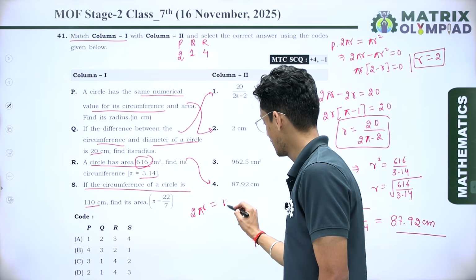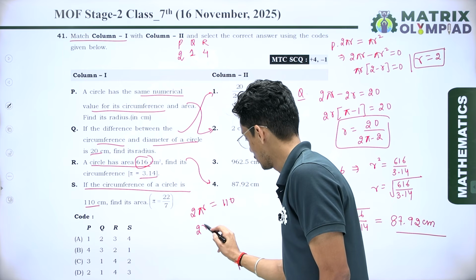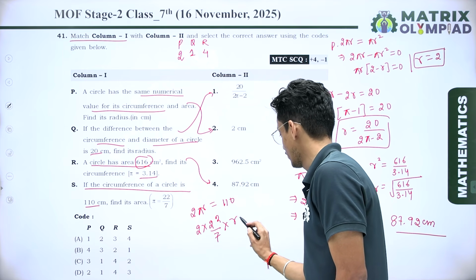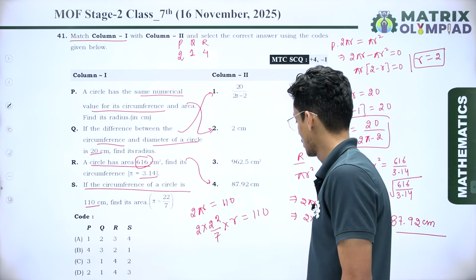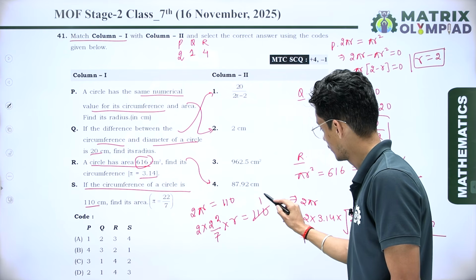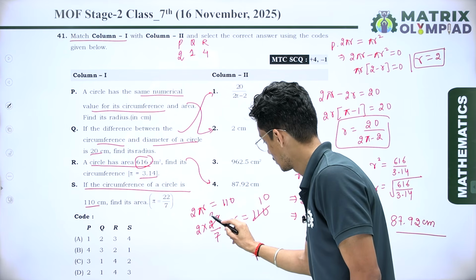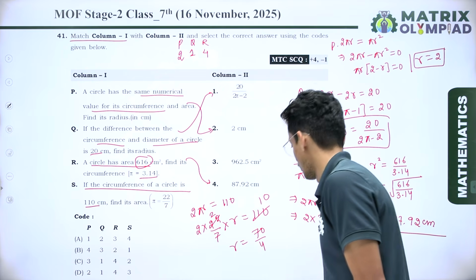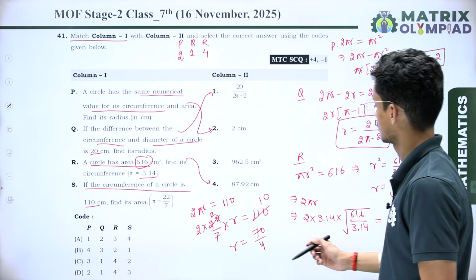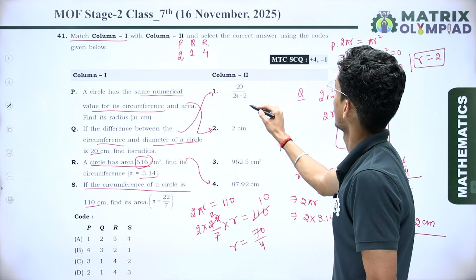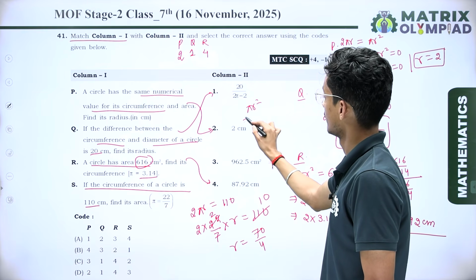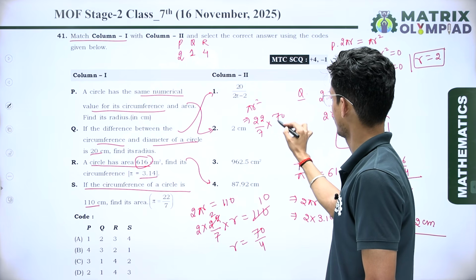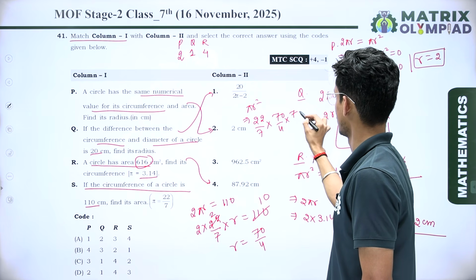is equal to 110. So here I can write 2 multiplied by the value of pi, that is 22/7, multiplied by r, which we have to find, that is 110. So 11 10s are 110 and 11 2s are 22. So r here we get, that is 70 upon 4, and we have to find its area. So we know area is pi r square. So the value of pi is 22/7, r is 70 upon 4, multiply 70 upon 4.